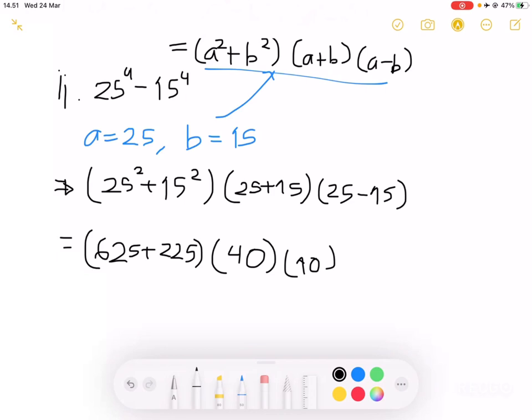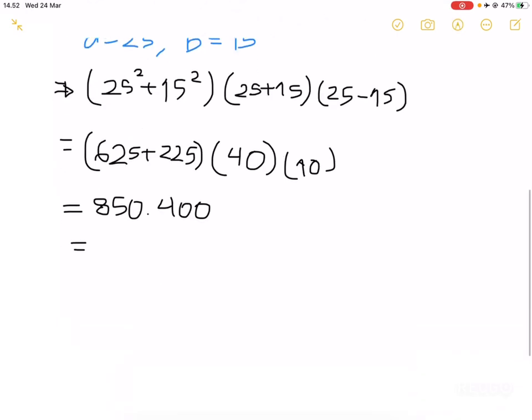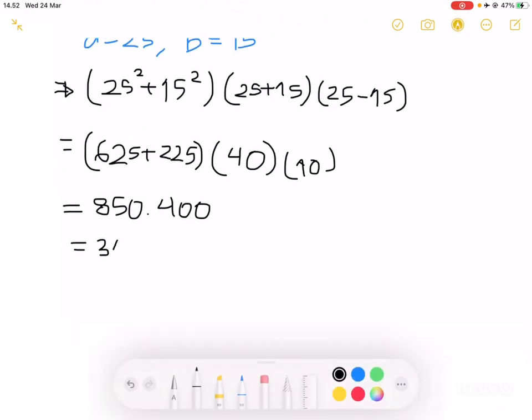So 625 plus 225 will be 850, multiplied by 40 times 10, which is 400. And calculating this, you'll get 3,400.